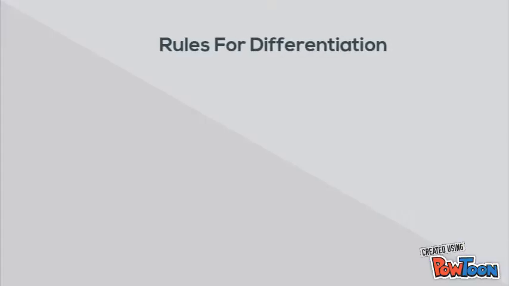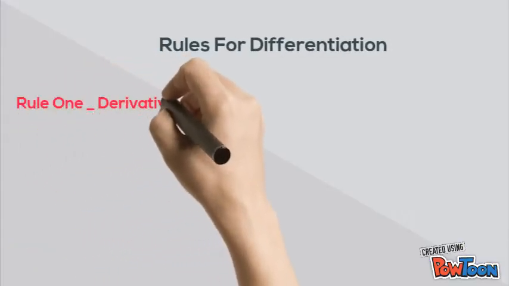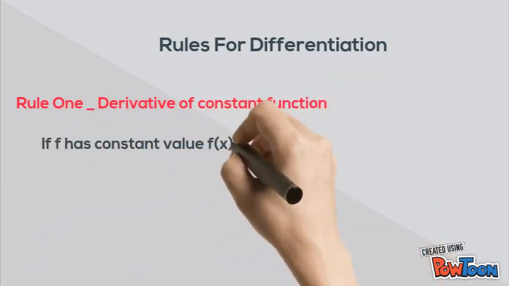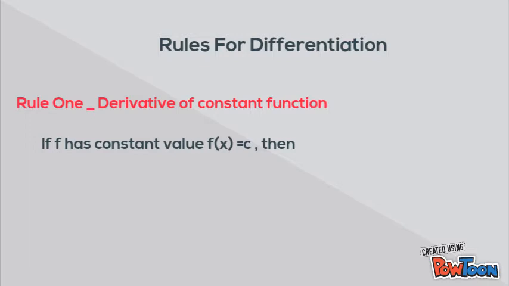Next is rules for differentiation. Rule 1. Derivative of constant function. If f has constant value f(x) = c, then d/dx (c) = 0. Example: y = 3, y' = 0.